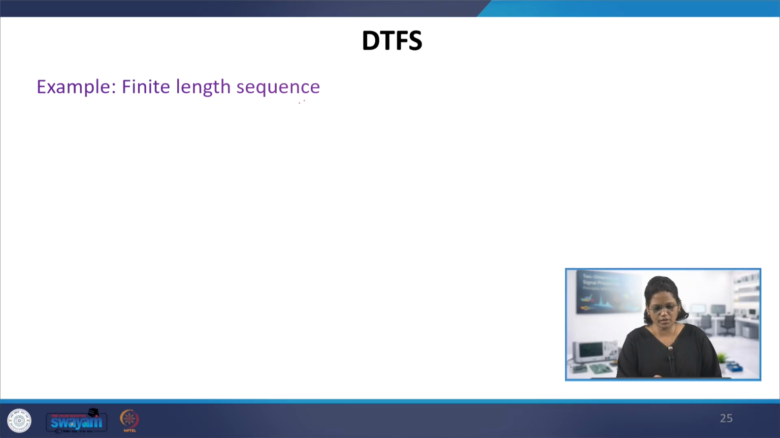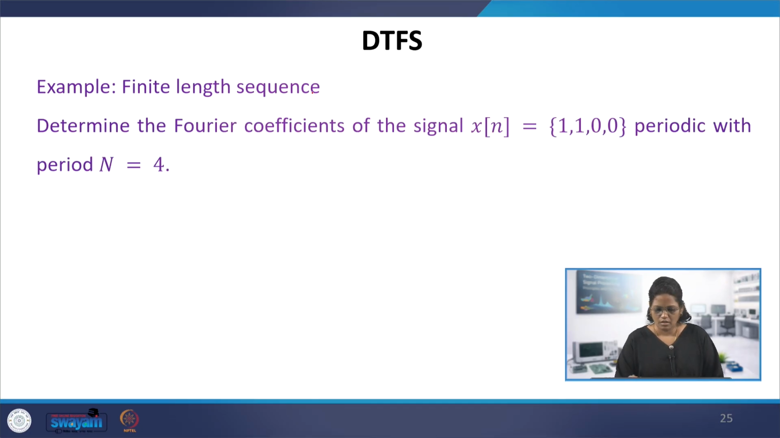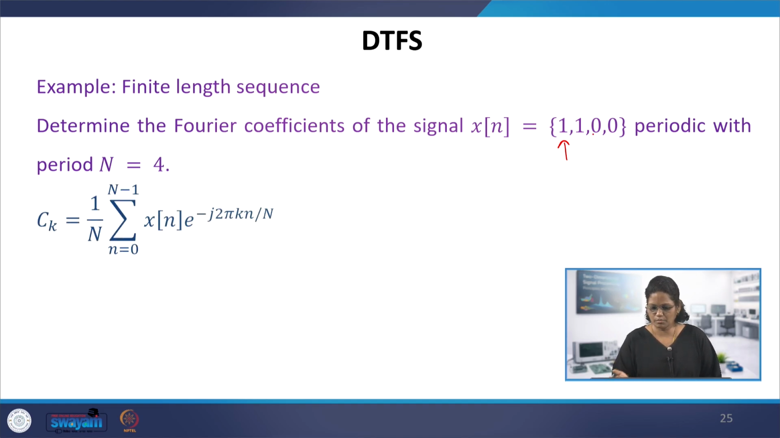So one example for a finite length sequence in which x of n is 1 1 0 0. If there is nothing mentioned, just take this point as n equal to 0. It's periodic with n equal to 4, that is, 1 1 0 0 is getting repeated. That's why we go for this DTFS. This is a discrete sequence and it is going to be periodic.